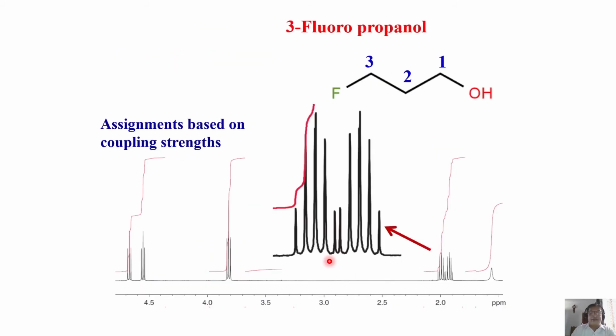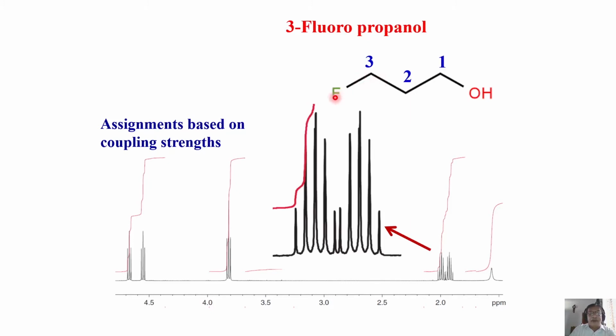And another simple molecule you see, this is 3-fluoropropanol. Now fluorine is present, this is CH2, CH2, CH2, OH. Very easy. When this CH2 is coupled with this fluorine, then what will happen? This CH2 has to be a doublet because of this. And then it is also coupled to CH2. It will become a doublet of triplets.